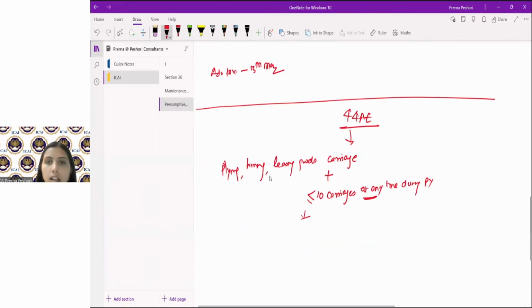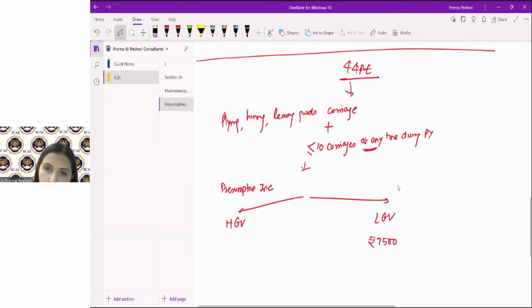The presumptive income will be: there are two categories, heavy goods vehicle and light goods vehicle. So what are the two categories? For the light goods vehicle, it will be rupees 7,500 per month or part of the month. And what is a heavy goods vehicle? Heavy goods vehicle means where the gross weight is greater than 12,000 kgs. Gross weight of the vehicle greater than 12,000 kgs.